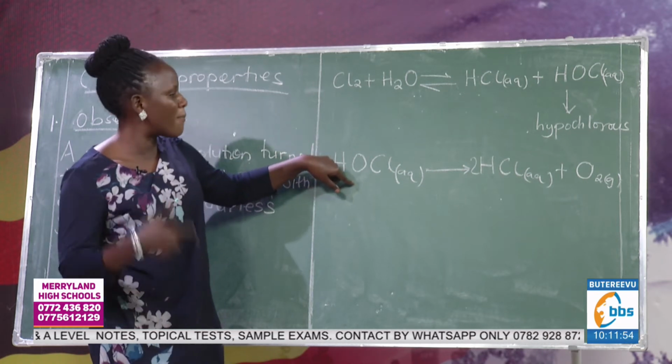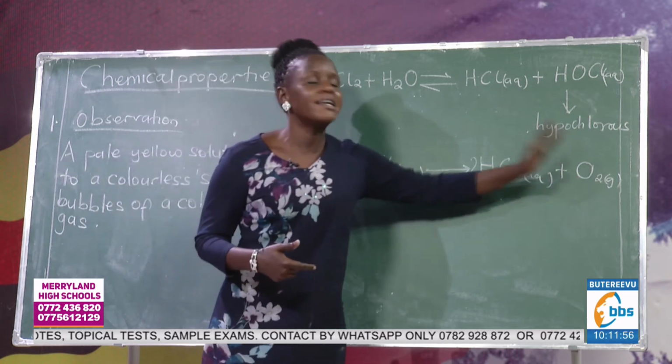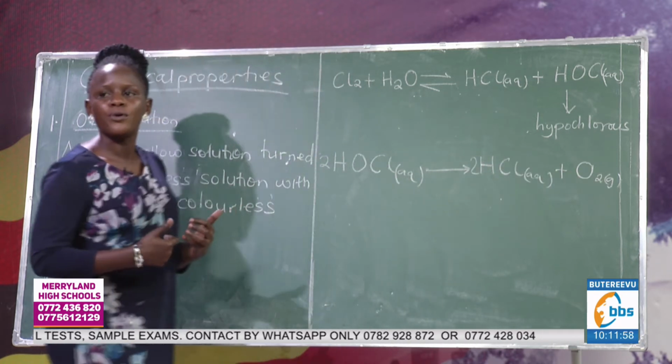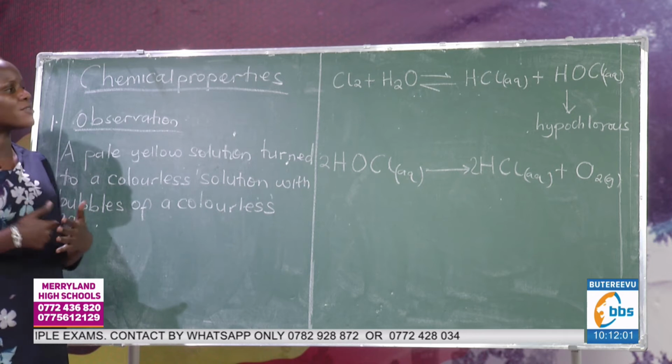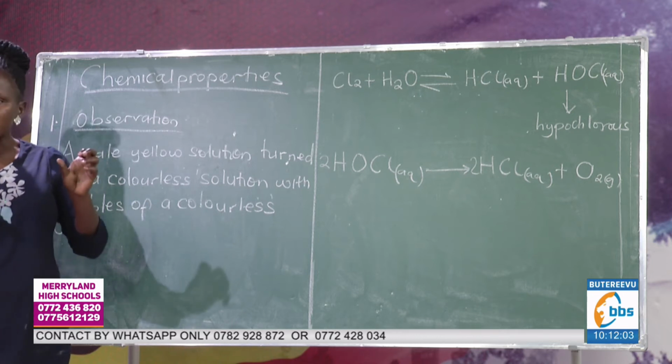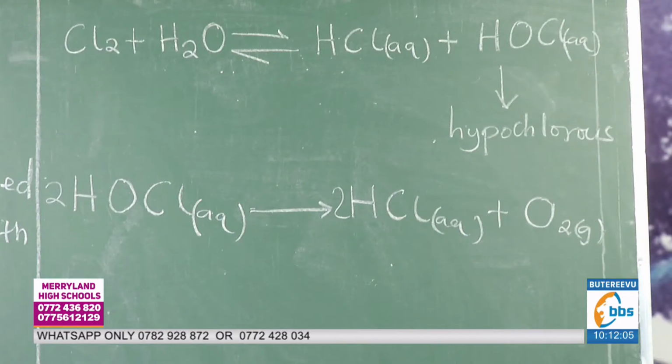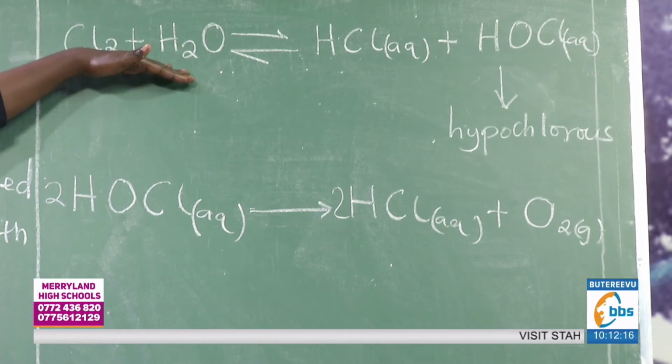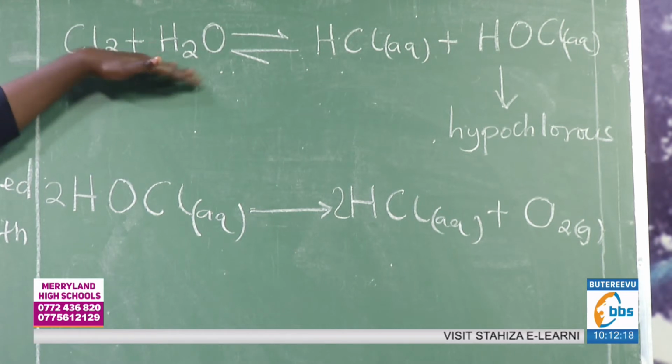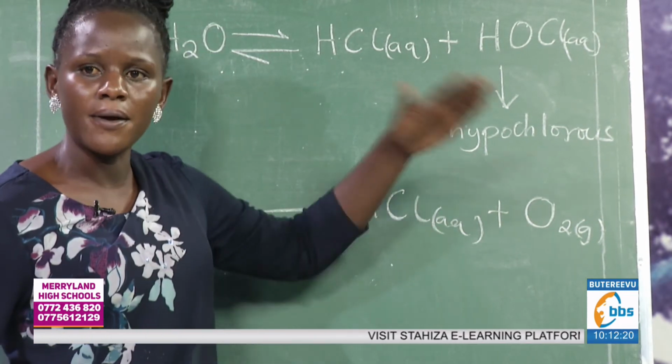And what are our products? Our products are going to be these. Therefore, what do we do? In solving these equations simultaneously, we look out for a compound that we are going to eliminate. And which compound are we going to eliminate? This time round, we are going to eliminate hypochlorous acid. So these will act as our reactants, and these will act as our products.